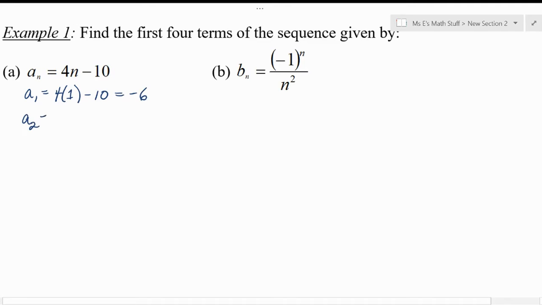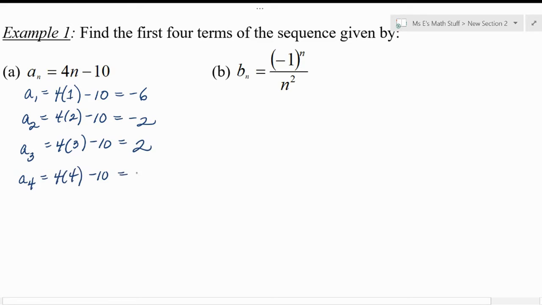A sub 2, you just do 4 times 2 minus 10, just plugging the new n value in. You'd get negative 2. A sub 3 would be 4 times 3 minus 10, which would be positive 2. A sub 4 is 4 times 4 minus 10, which equals, what would that be, 6? And it says they want the first 4 terms, so I've got the first 4 terms.